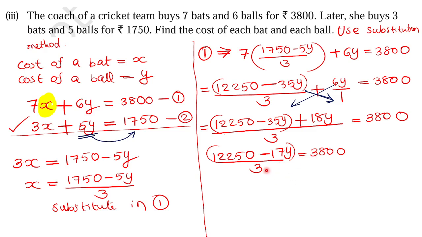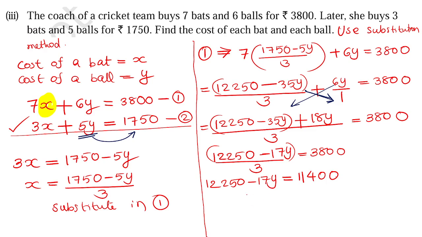Now let me do one thing. I can send this 3 to the other side. This divided by 3 becomes into 3 on the other side. Correct. So 12250 minus 17y is equal to, let me reduce some steps, 3 into 3800. 3 into 3800. Let me do the multiplication. 11400. This number is much larger. I told you, you have to do carefully.